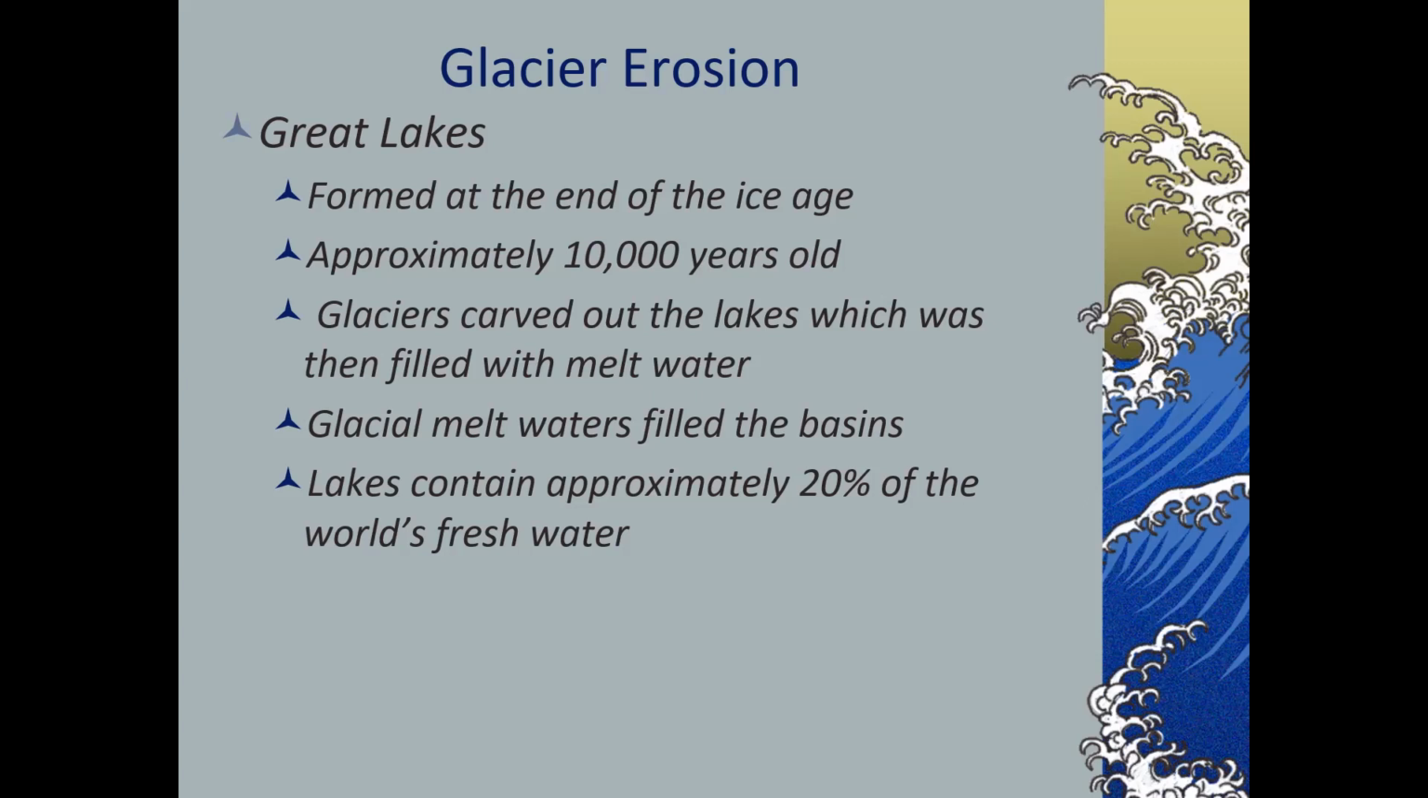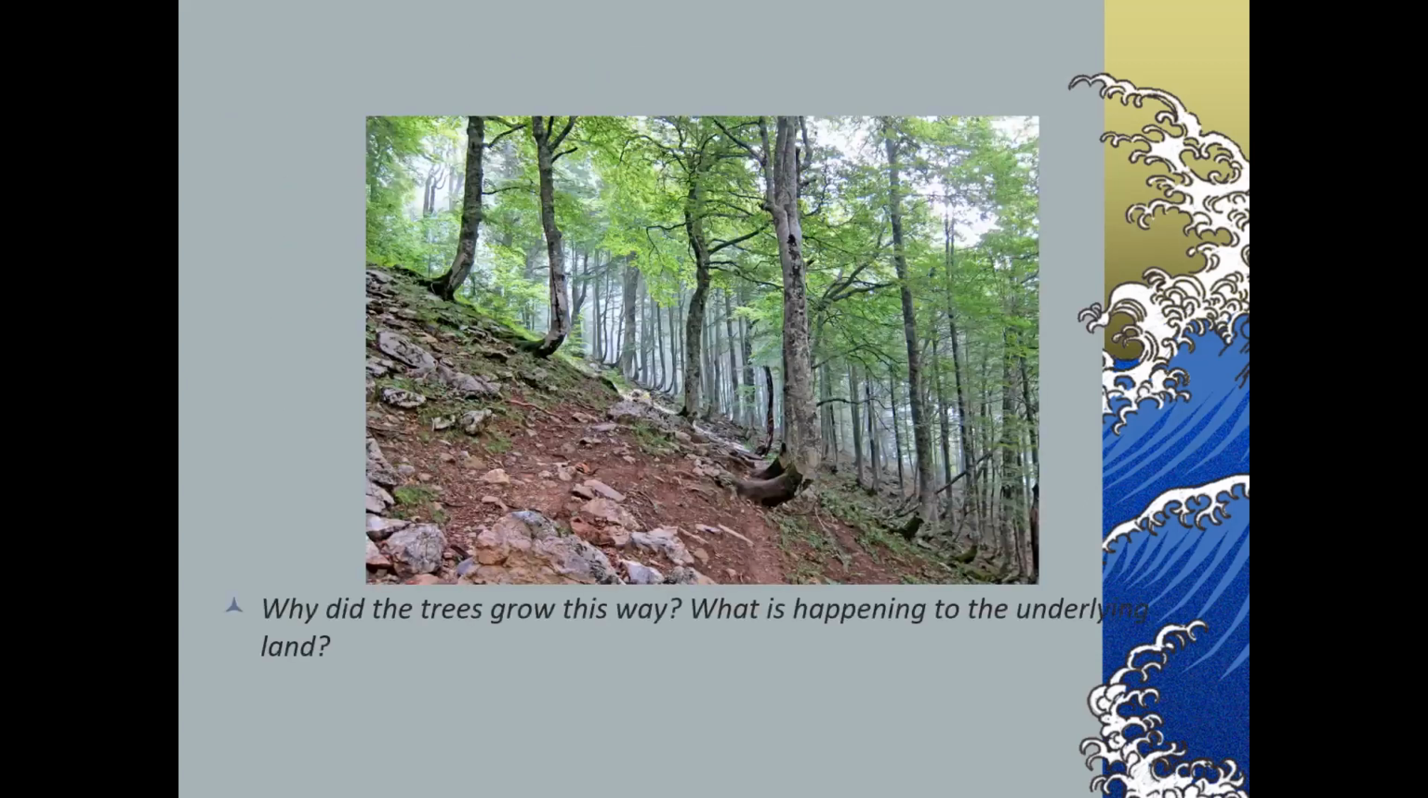Just like we did for glaciers, I have a quick slideshow to show you, including a little video, and then just some big ideas to go along with it. So my first question would be, first of all, have you ever seen a tree like this, where the bottom curves like that and then it goes back straight? How do you think it got this way? What's happening to the underlying land? Like, what is going on here?